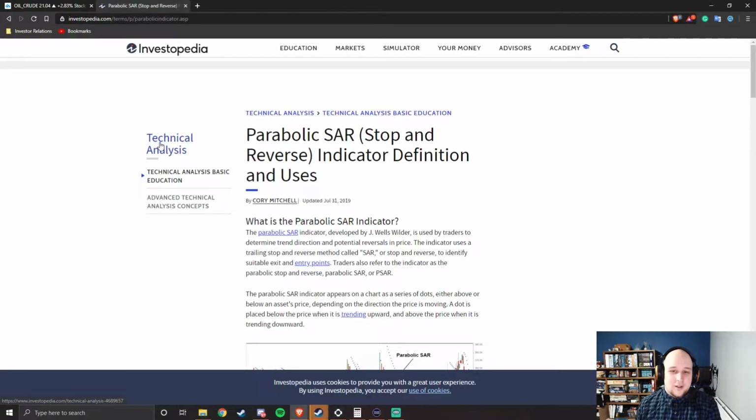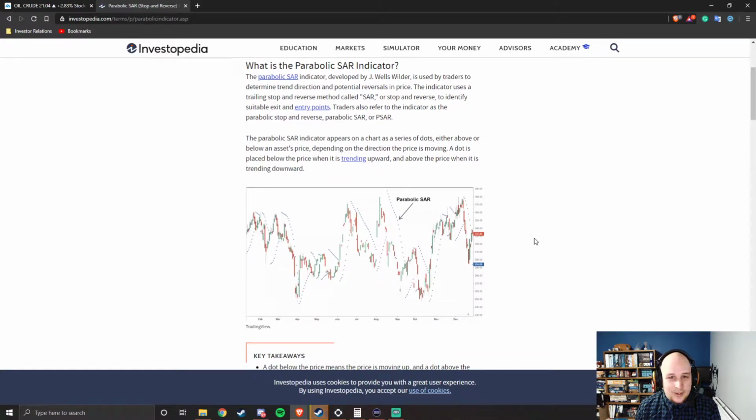So parabolic SAR stands for the parabolic stop and reverse. It's called that because the original intention for it was to act as a stop loss indicator. That's what the stop means. And then the reverse means that once you've been stopped, you actually take a reverse position of what you had originally. So if you were long, you would hit your stop loss and then you would flip into a short position until you are told to stop out again by the little dots.